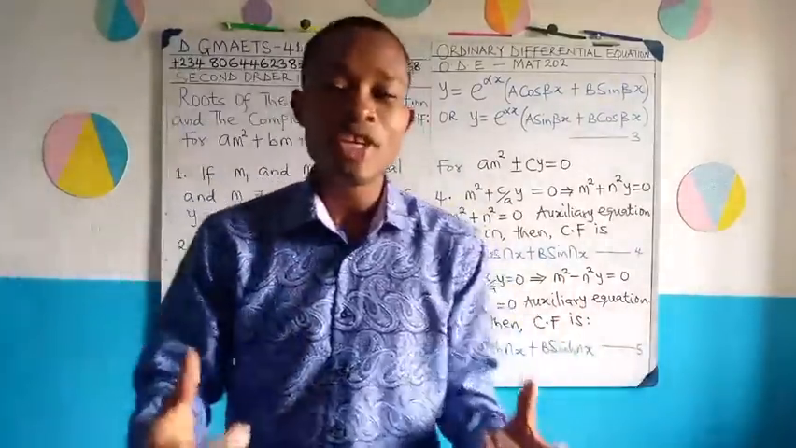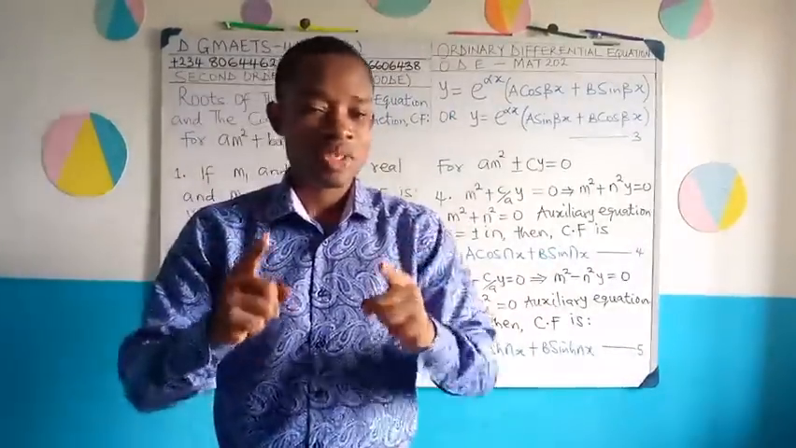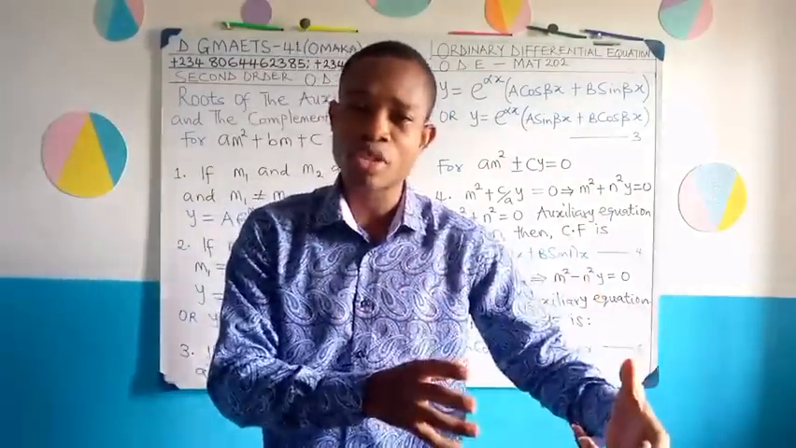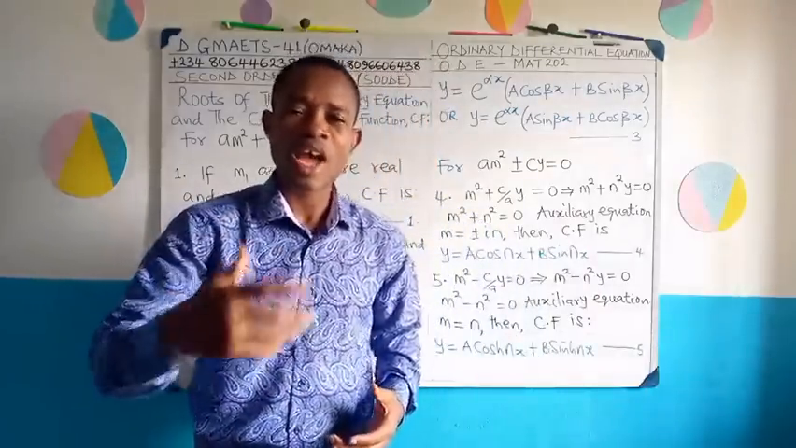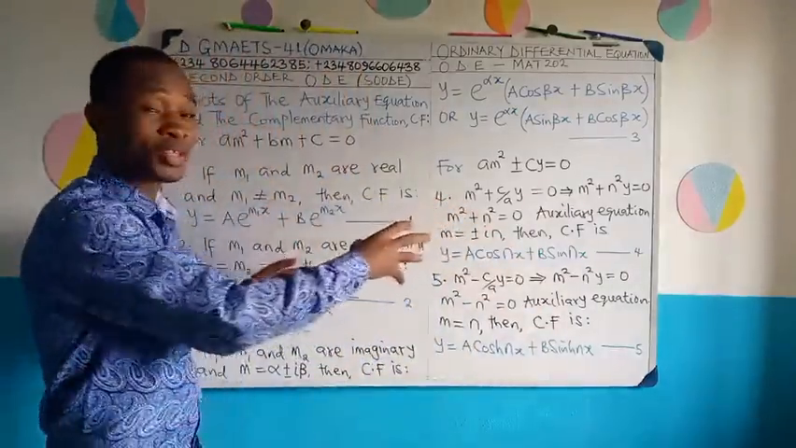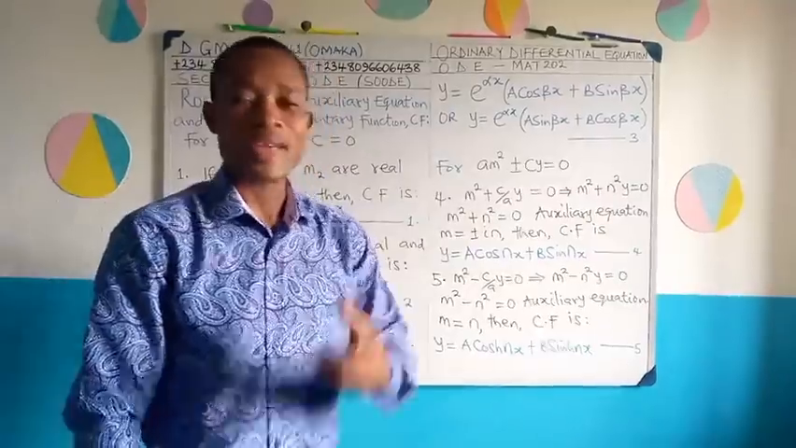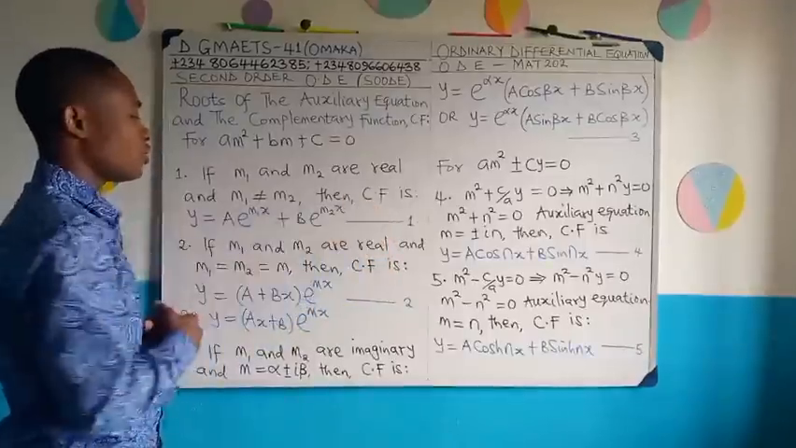Now, how do we know the solution that applies to a particular root, particular zeros of the quadratic equation, the auxiliary equation that we obtained? You solve a problem, you get the auxiliary equation. How would you know the solution that applies to it here? That's what we now want to learn. Are you ready? Alright, let us look at the first solution here.